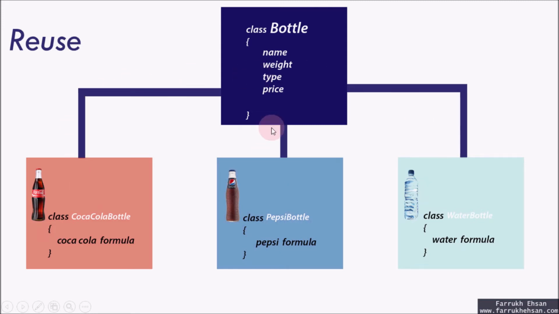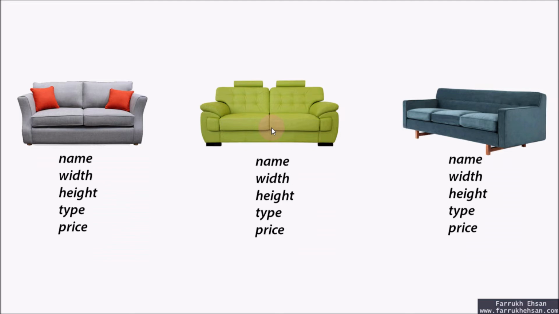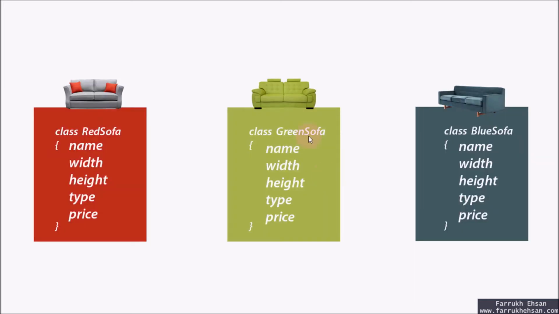Let's take another example. Suppose you have three different types of sofas with some properties like name, width, height, type, and price. Now you can see that all these sofas are of different types and have some properties. So if you want to write them in programming, obviously you are going to create the classes. How will you create the classes? You are going to name the classes as I have named them over here, like red sofa, green sofa, and blue sofa, with the same properties.